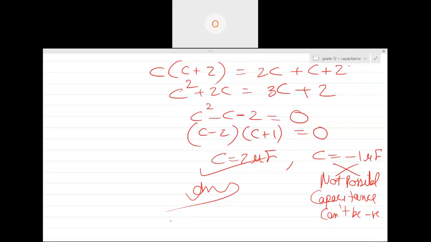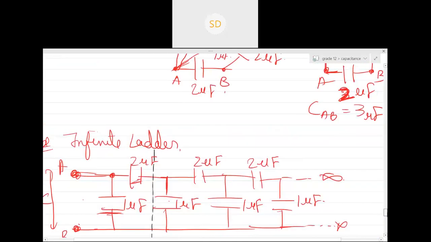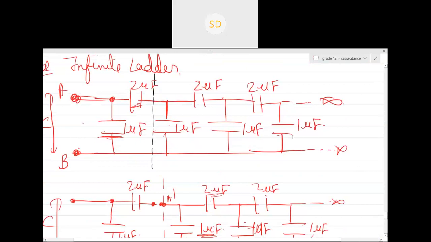Could you explain the initial part, the concept part, like starting the first unit of capacitance? How do we consider this unit? Basically when you see the circuit, 1 microfarad was over here, 2 microfarad was over here, and this unit was getting repeated again and again, right? Yes, sir. So I just took one unit out of the circuit.